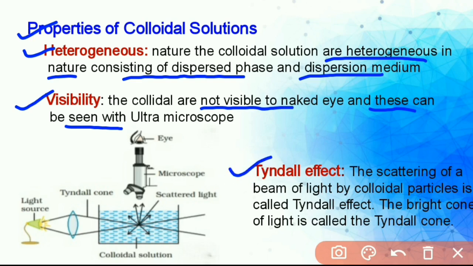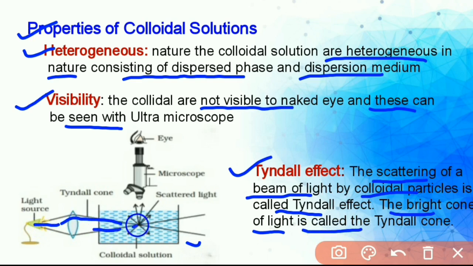Next property is Tyndall effect. The scattering of a beam of light by colloidal solution is called Tyndall effect, and the bright cone, it means a visible path of light is made, and this is called Tyndall effect. So when you see this picture, when the beam of light passes through a colloidal solution, it makes a visible path, because the particles of colloidal solution scatter the light, and this visible path is called Tyndall effect.